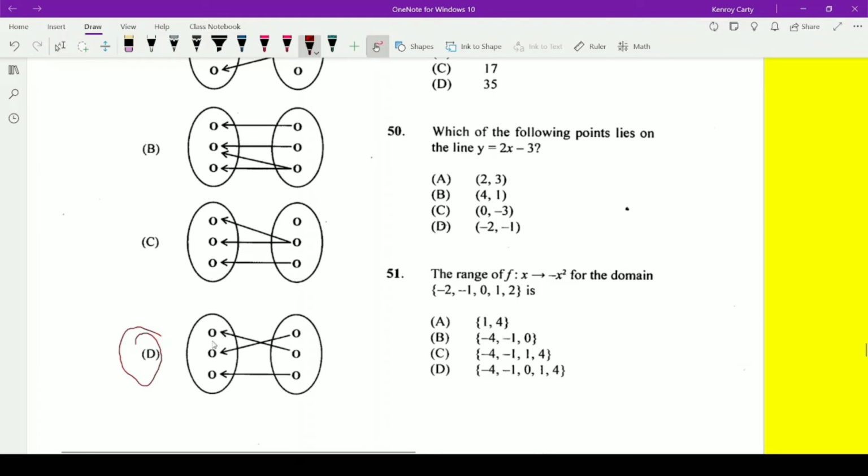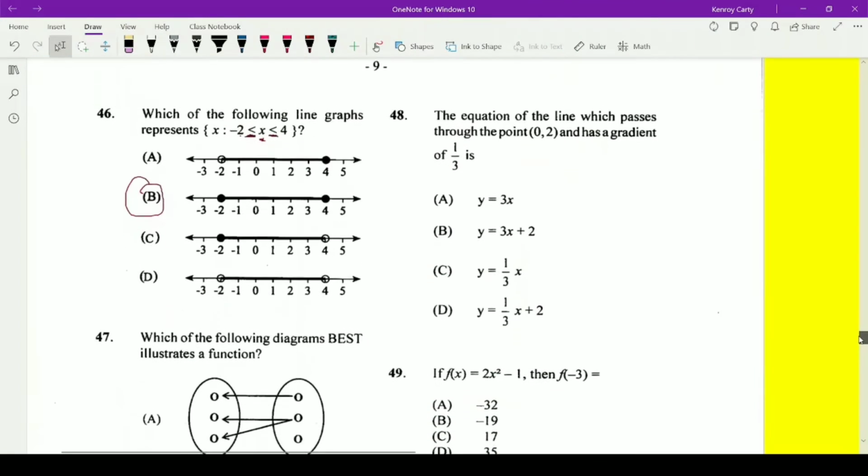A many-to-one option is also a function. Alright, which means that more than one element in your domain goes to one element in your codomain. I just said it backwards. So we call it a many-to-one. Alright, many going to one thing.